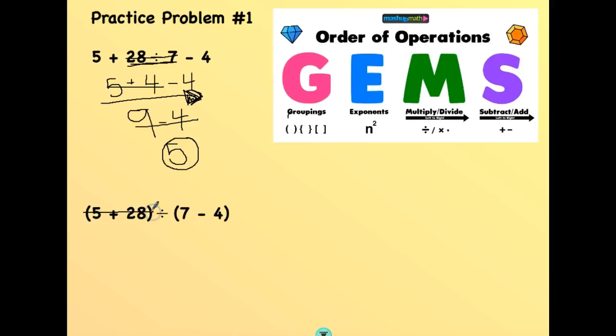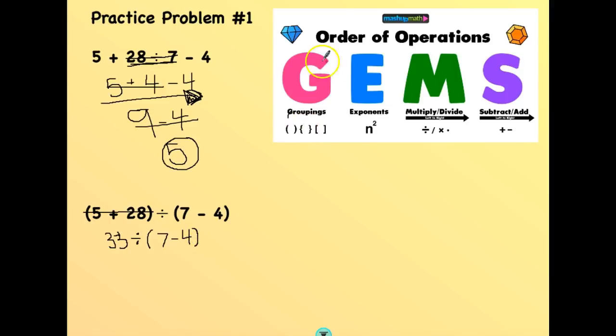What is 5 plus 28? It is 33. Sorry, I'm doing this on my trackpad on my laptop, so my handwriting's not the most beautiful today. 33, and then I'm going to bring down the rest of my problem: 33 divided by parentheses 7 minus 4.